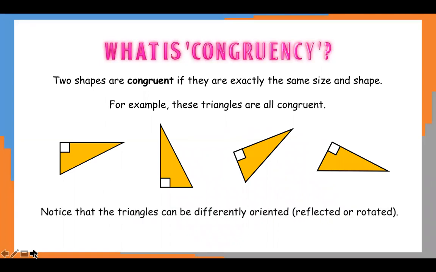Notice that the triangles can be differently oriented. You can place them in different orientations. They can be reflected, they can be rotated, but as long as they are the same size and shape, we say that they are congruent.